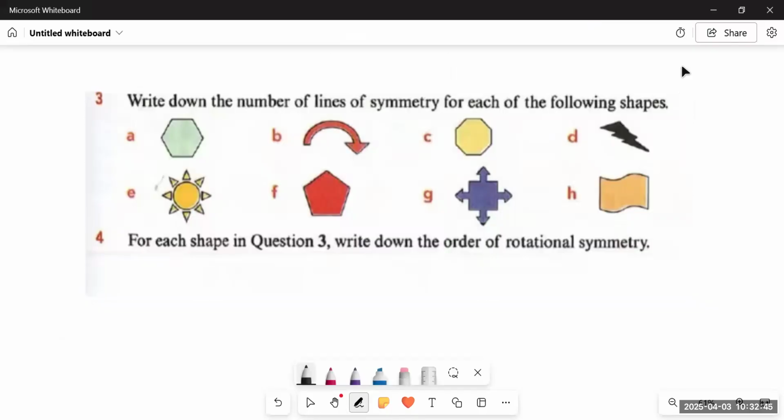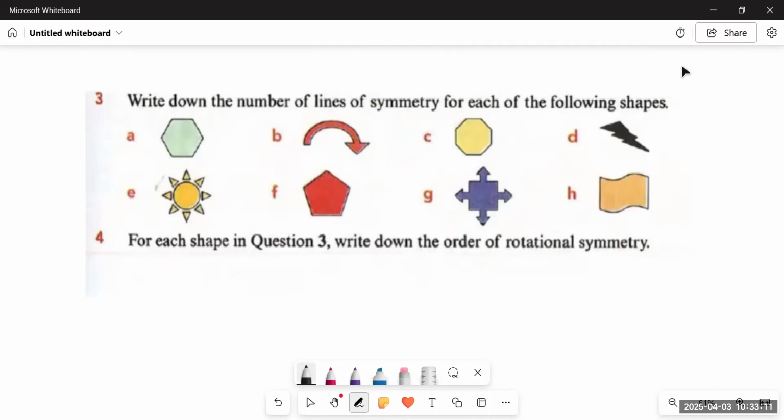Now let's do question number 3 the same way we have done question number 1. Again, we don't have to draw the lines of symmetry. We just have to write down how many lines of symmetry we have in each part. If we talk about this regular hexagon, it has 6 sides and all 6 sides are equal. For these types of polygons where all the sides are equal to each other, they are called regular polygons. So it's a regular hexagon.